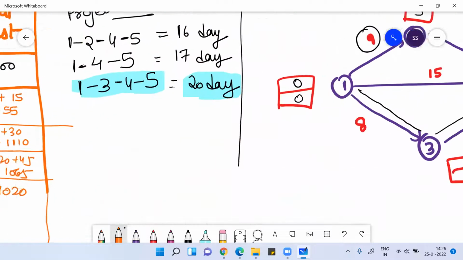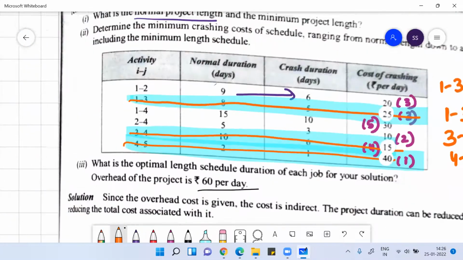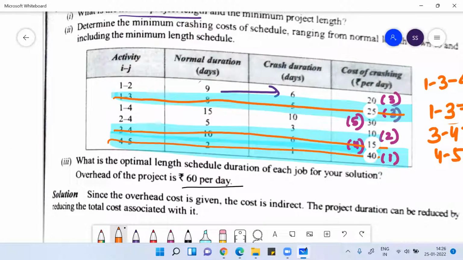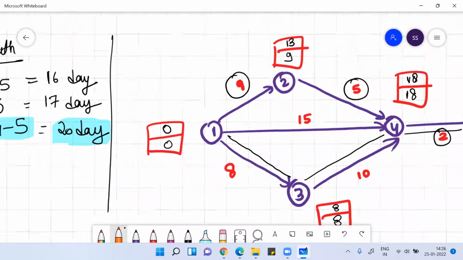3 to 4. That I can do for 4 days, right? 3 to 4. Yeah, that I can do for 4 days.